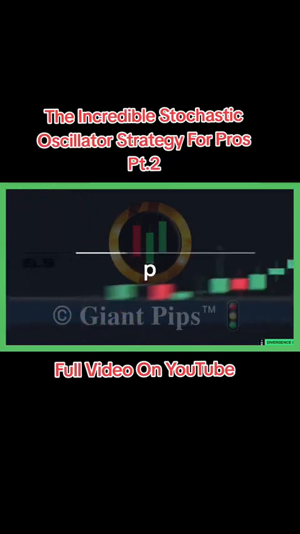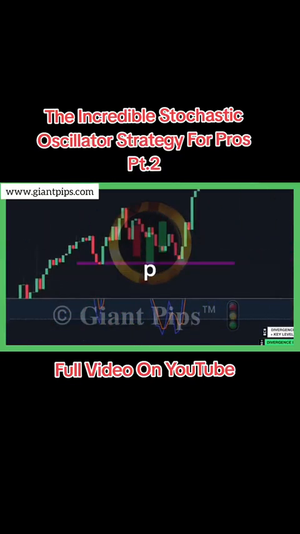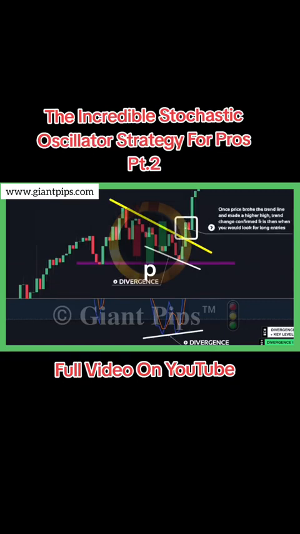Let's now combine divergence with key levels for higher quality reversal trade setups. This reversal point here gives you a key support level. Price makes a lower low, whereas the stochastic makes a higher low, giving you a divergence. Trend line placed above, and once price broke the trend line and made a higher high, the trend change is confirmed, and is then when you would look for long entries.